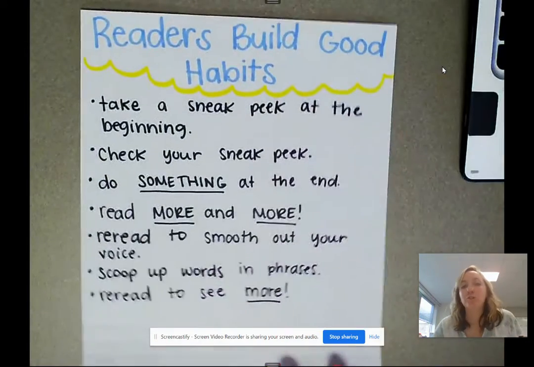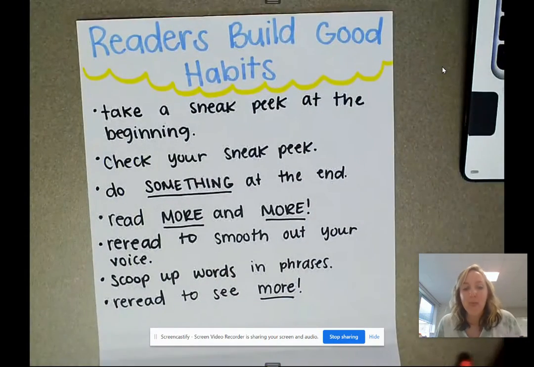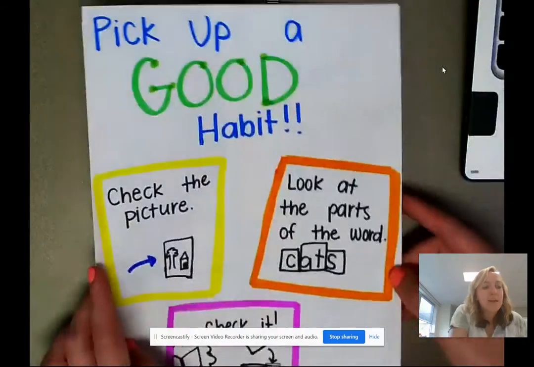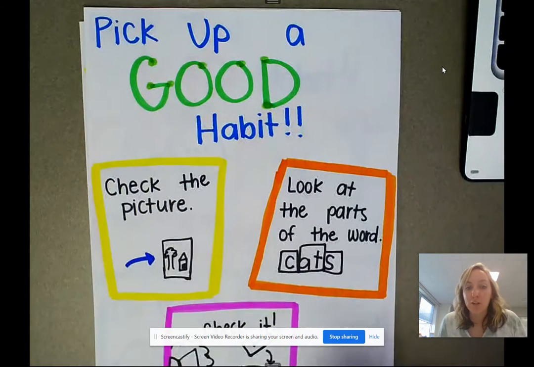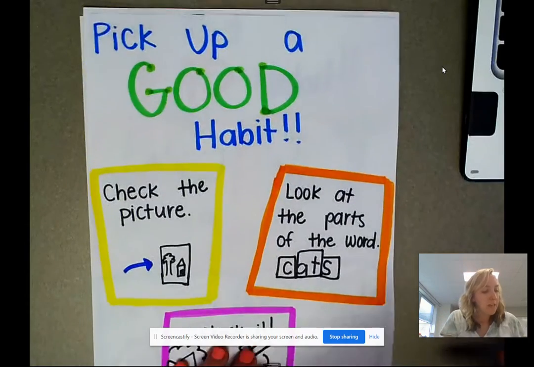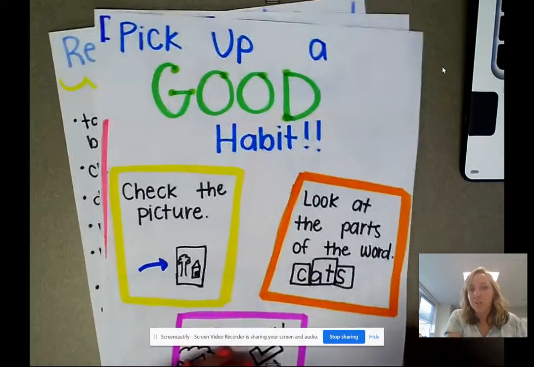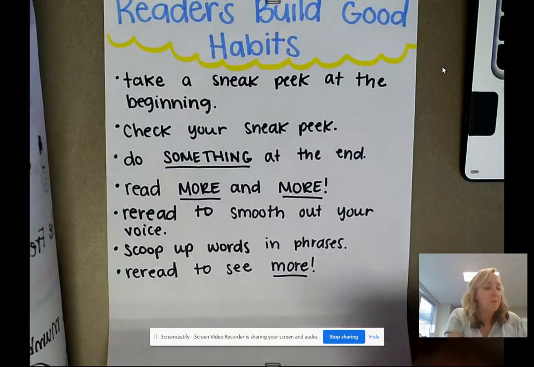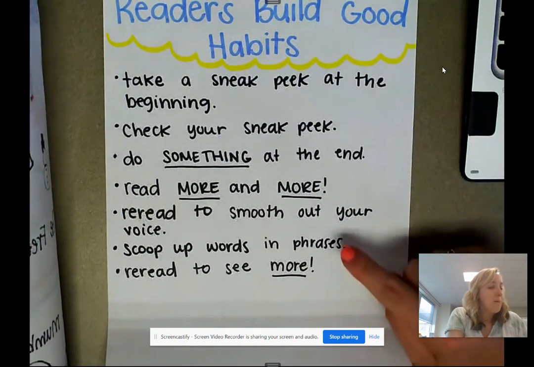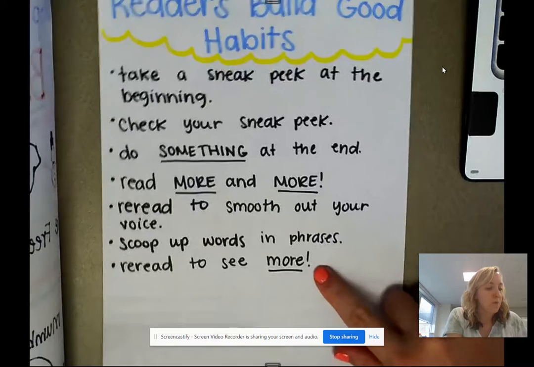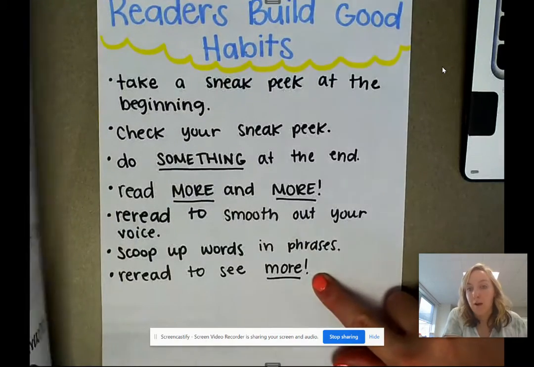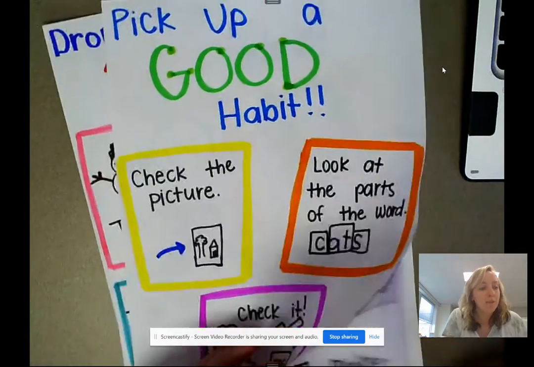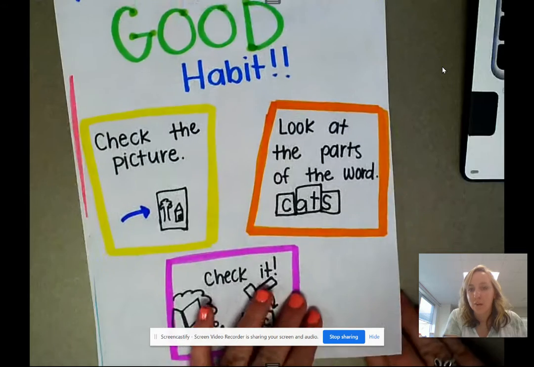Okay, so I want you to practice this at home, and it may be a different book than you have read before, and that is okay. If it's a book you have read before, you are just practicing rereading, which is also a good habit. Okay, so we're going to practice our smooth voice, picking up words and phrases, and reread to see more. And then we're going to drop those bad habits with the good ones.